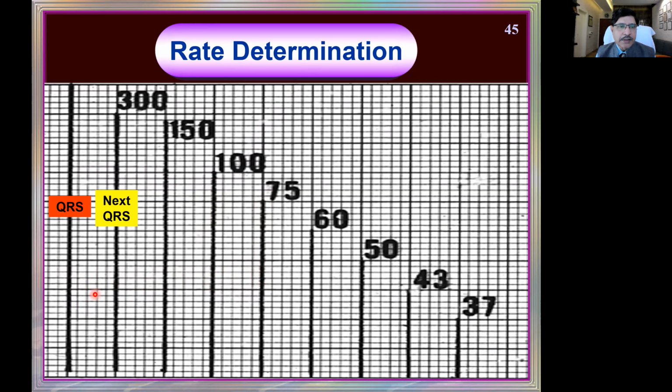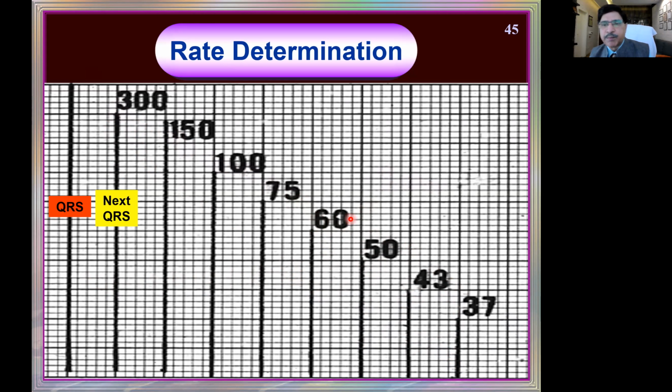Let us say the QRS has occurred here and the next QRS occurred here. It is 5 big squares, which is equivalent to 1 second. 60 seconds divided by 1 will be 60. Like that, this will be 50, this will be 43, and this will be 37. So we will name the lines like this: 300, 150, 100, 75, 60, 50, 43, 37.